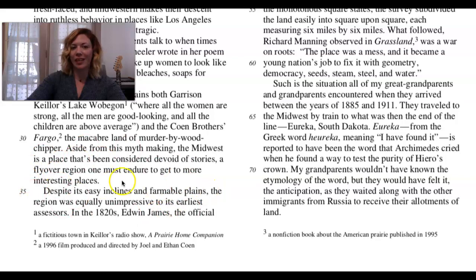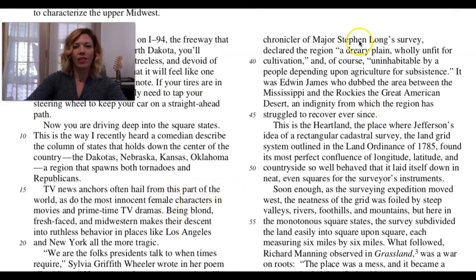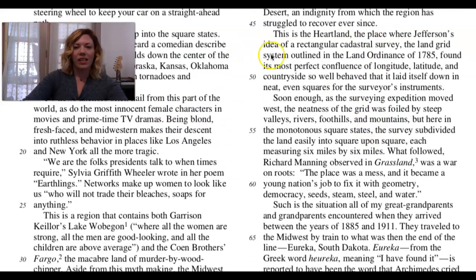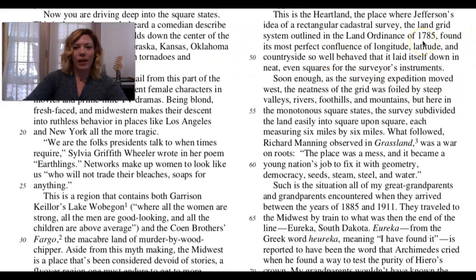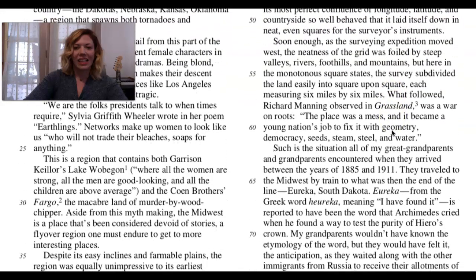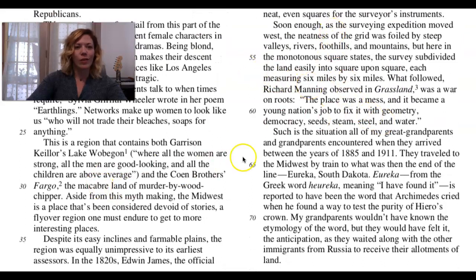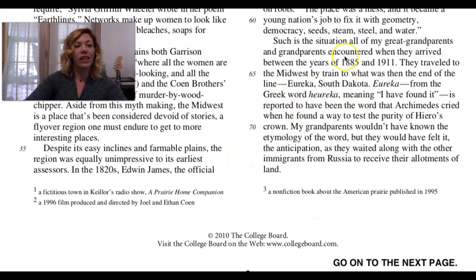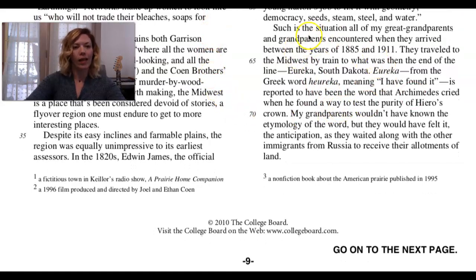historical record, which is my second point, right? So here is the historical record showing that these people found it unimpressive, it was dreary. The land survey supports that as well. And then Richard Manning. So there's 3 instances of historical record there that I could talk about. And then finally, she corrects the misunderstanding through what? Personal experience. Her great-grandparents. Okay? So through this anecdote, this personal experience, it reveals that this is a beloved place for the people who call it home.